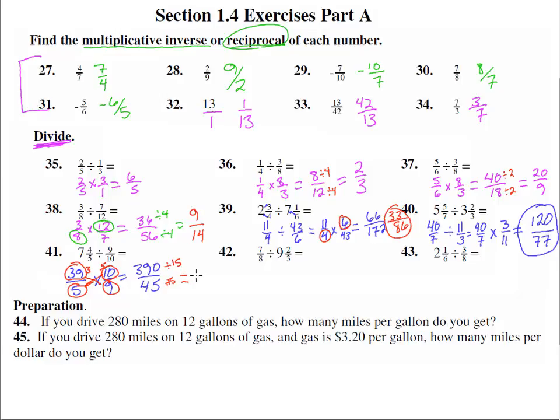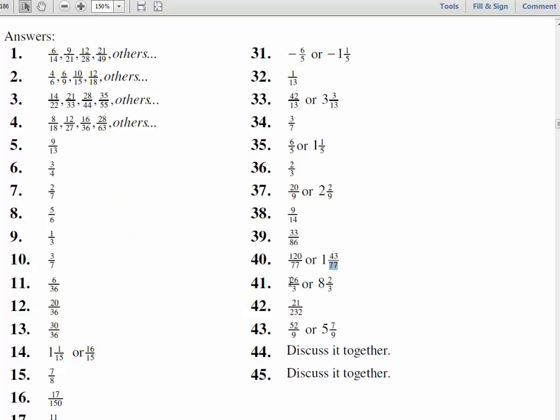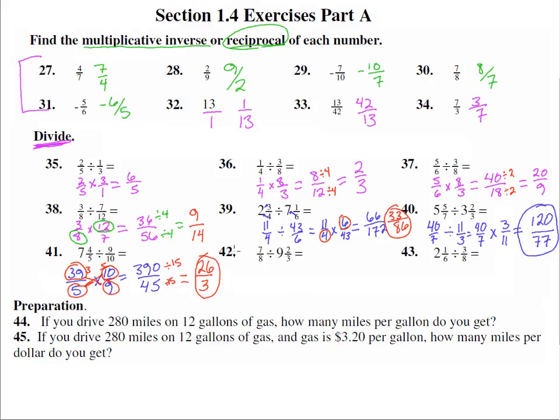Let's see what that does. That's a 3 on the bottom, and 26, I think. 26 over 3. Let's check our answer. 26 over 3. There we go. Or it could be 8 2/3.